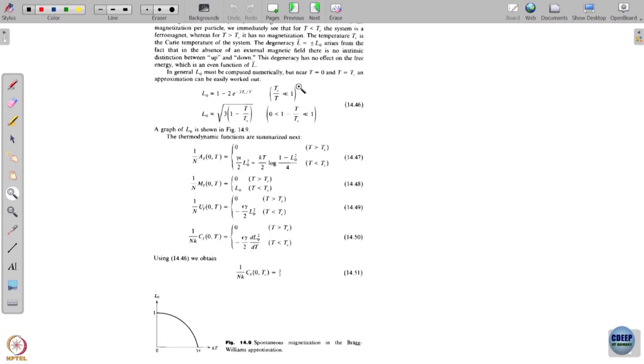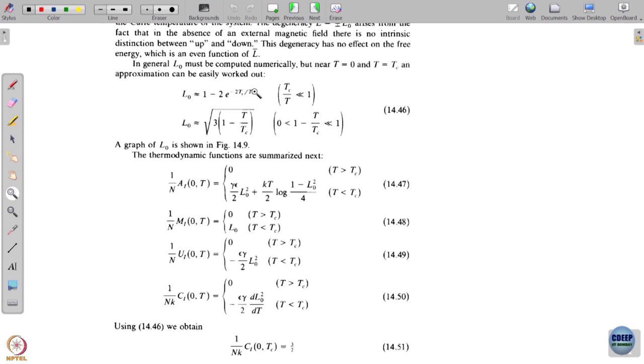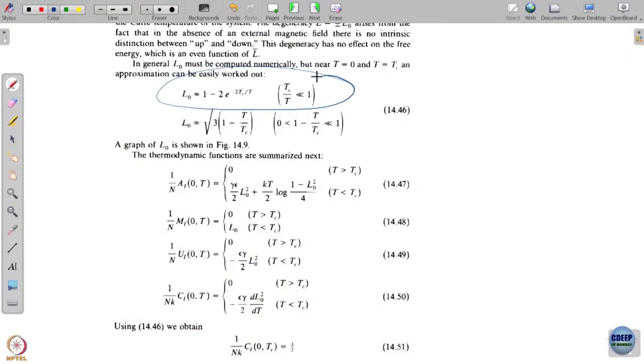One beautiful thing of all these calculations is the following: in general it can be obtained numerically, and one finds some very interesting things. Near the critical temperature, when you are close to TC, is a subject of great interest because of what is called critical phenomena, and we have done Landau theory of critical phenomena somewhat. Numerically you find that L naught behaves like this when you are away from the critical point, but when you are in a region very close to the critical point, the order parameter or magnetization behaves as TC minus T to the power half.